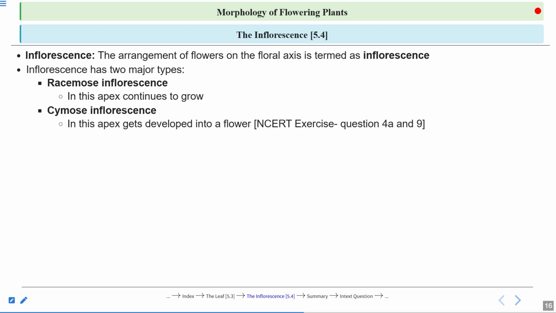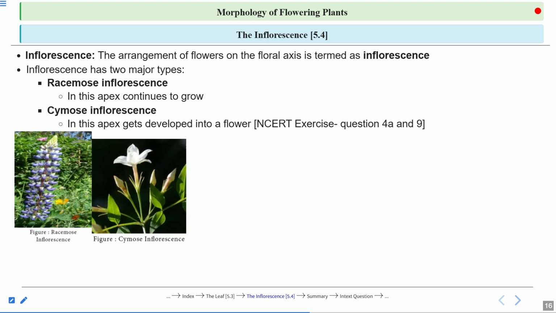Okay, so we were talking about racemose inflorescence, in which the apex continues to grow, and cymose inflorescence, in which the shoot apex develops into a flower. Now let's understand what this is. First of all, let's have a look at this image. This is the image showing you racemose inflorescence and cymose inflorescence.